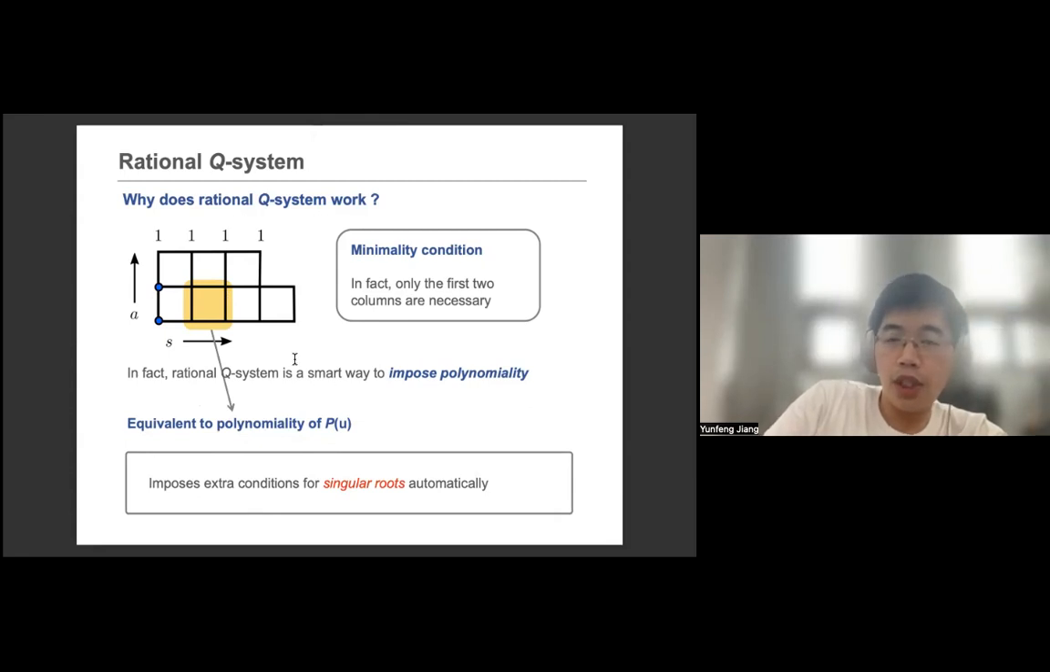The reason it works is guaranteed by a theorem by Mukhin, Tarasov, and Varchenko.